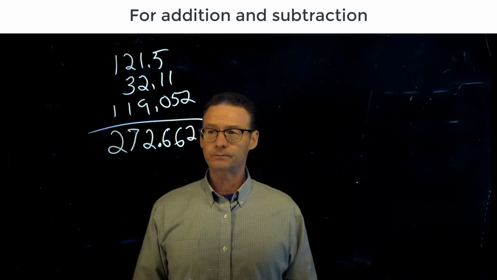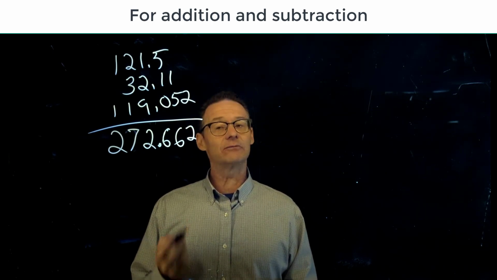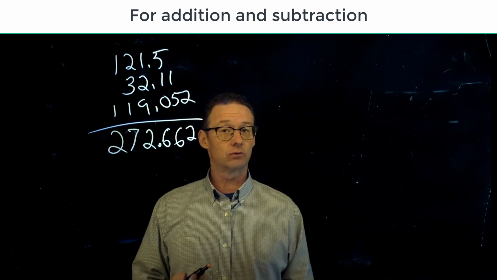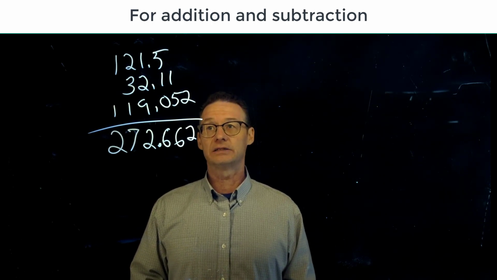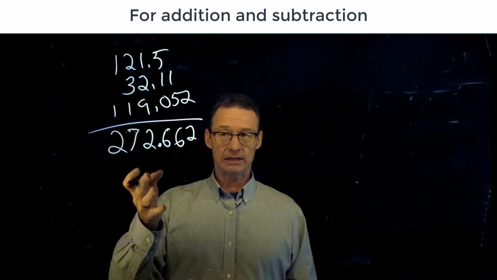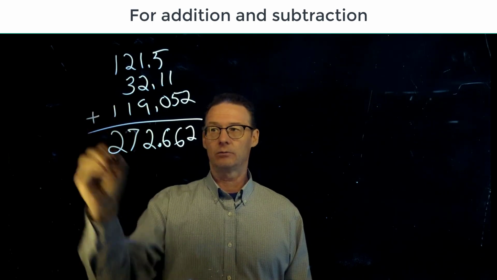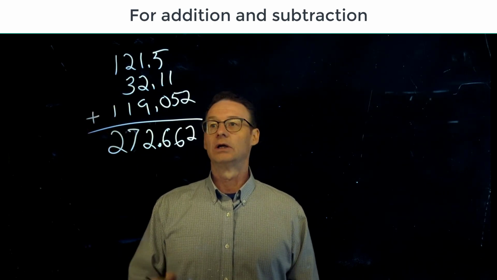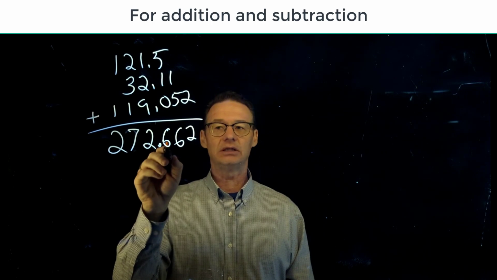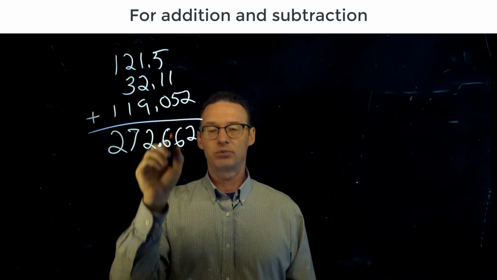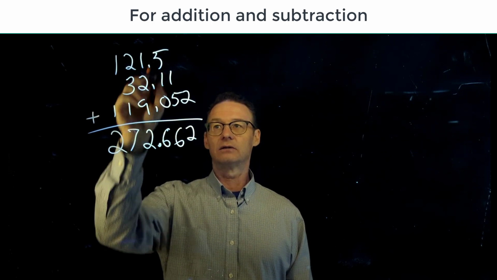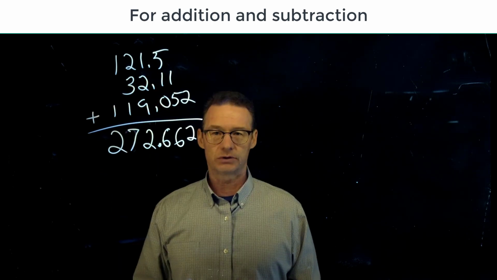However, I can't report my answer that way because of the rules. And the rule says that when you're adding or subtracting, it would work the same, we're adding here, but if I was subtracting, it'd follow the same rule. Your answer cannot have more places than the least precise number you started with.